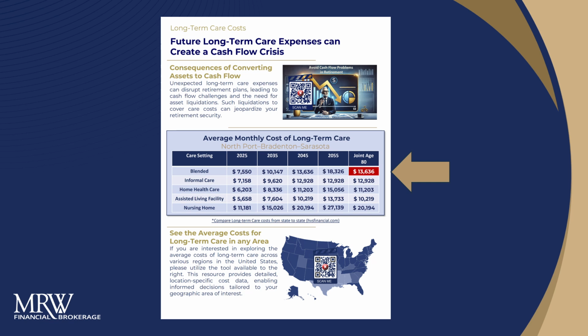Now we have one of the one-pagers that's in one of the other training models that really delves into this concept deeper and what the consequences are of converting assets to cash flow. Now, when you filled out the long-term care planning questionnaire, you indicated to me which area of the country they'll probably receive care. In this case, it was Northport, Bradenton, and Sarasota. Let's say all of a sudden they said, well, what if we move to our kid's house in Arkansas?